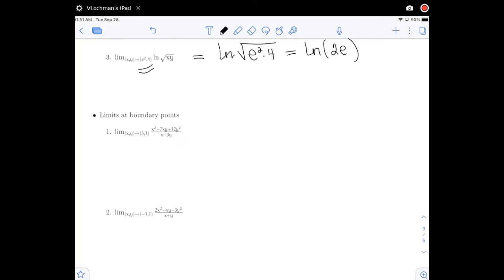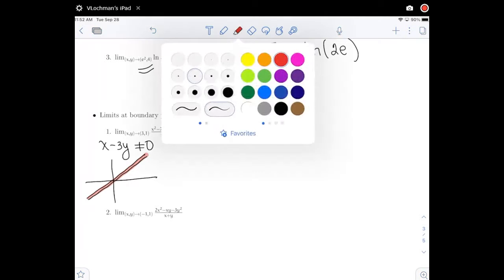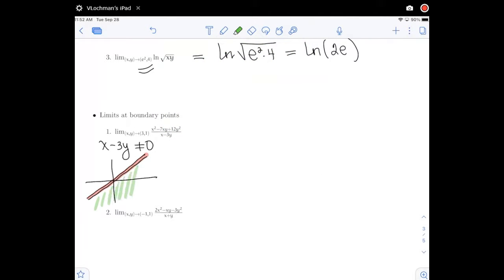Okay, so we could look at the domain of this function and ask, what is the domain? The domain here is all values that don't make the denominator 0, right? So it's x minus 3y not equal to 0. Okay, but what does it mean graphically? Graphically, we're excluding this line right here, right? So let me make this red just to stay consistent. Okay, this line has to go. The domain is everything below the line and above the line.